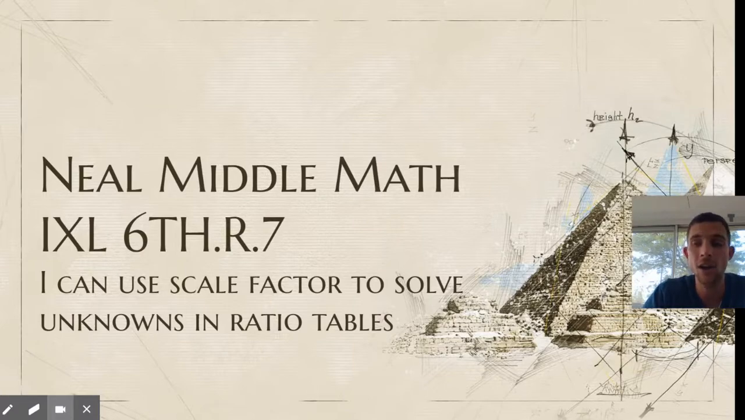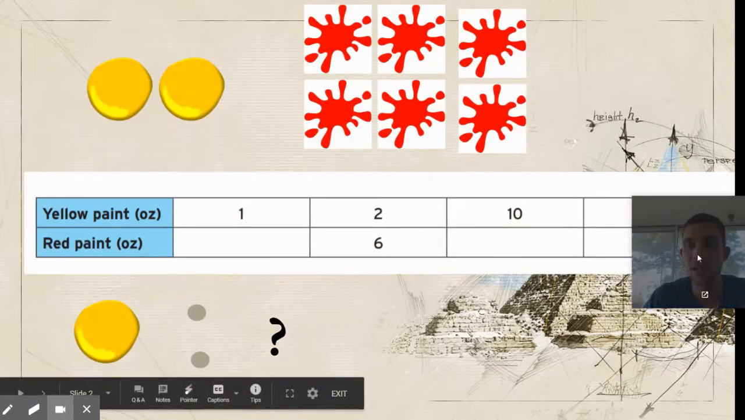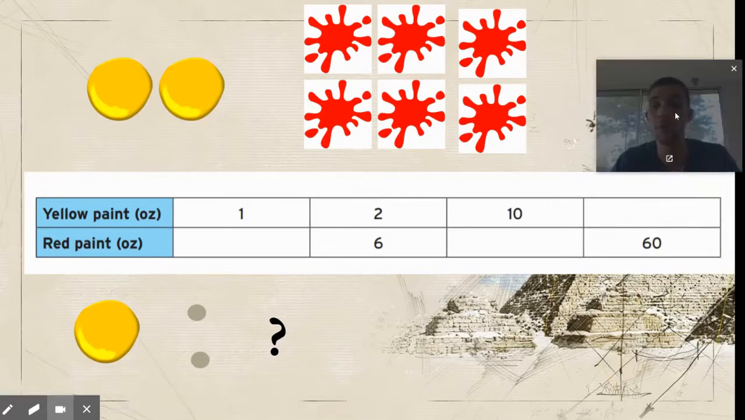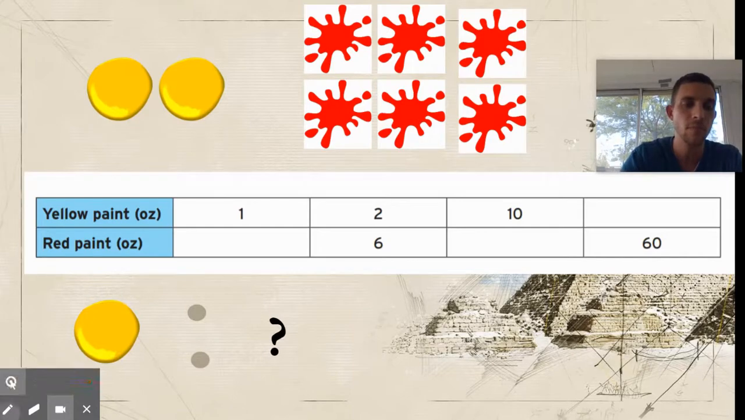Today, we are going to talk about using scale factor to solve unknowns in ratio tables. As a quick review, remember that scale factor is when we use multiplication or division to scale something up and make it bigger, or to scale something down and make it smaller. Let me show you two examples here.